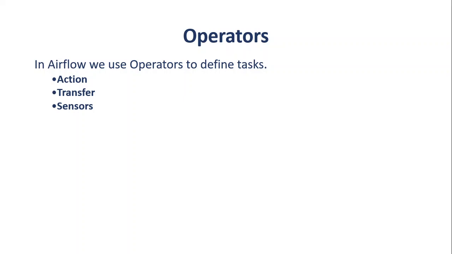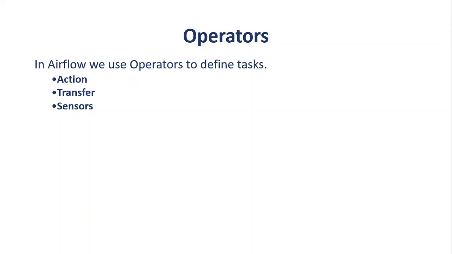Okay, cool. Operators. I was mentioning that some people use operators interchangeably with task. In Airflow we use operators to define our tasks, and these are predefined templates where we pass parameters to perform some task. Operators can be categorized into 3 categories. The first one is the action operator, which, as the name says, performs some kind of action. For example, executing a bash command, executing a Python function, or printing something. So that's an action operator.